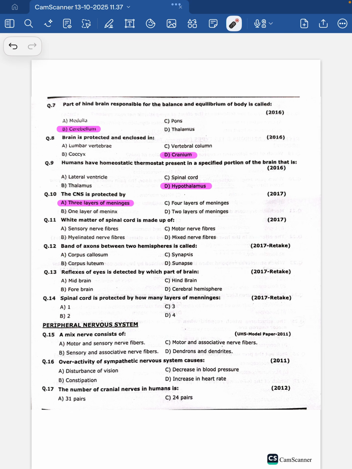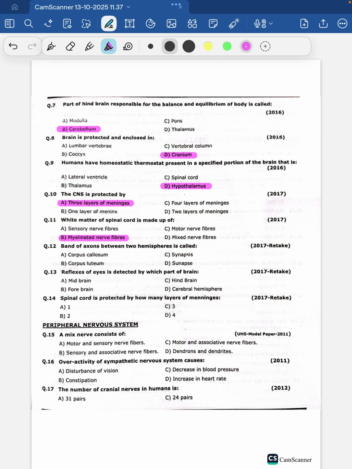Question number 11: the white matter of the spinal cord. White matter is the outer part of the spinal cord, as you have studied. It contains myelinated nerve fibers only, while the gray matter, which is butterfly-shaped and present inside the spinal cord, contains non-myelinated nerve fibers as well as cell bodies. So where are myelinated nerve fibers present? The answer is white matter. And non-myelinated nerve fibers are present in the gray matter.